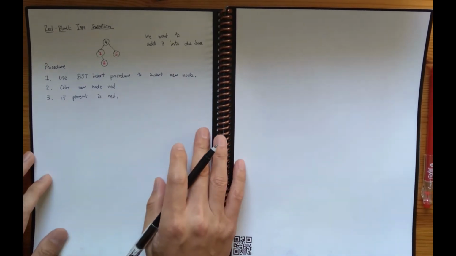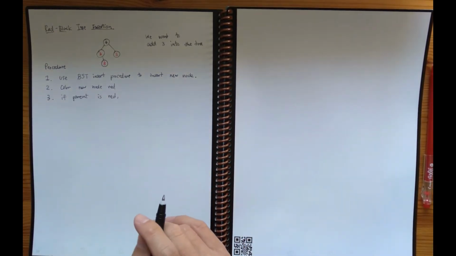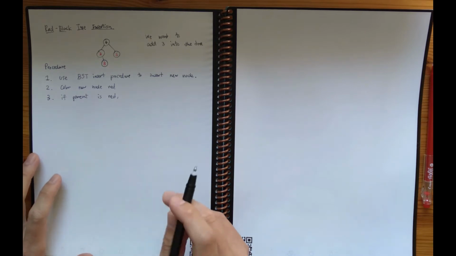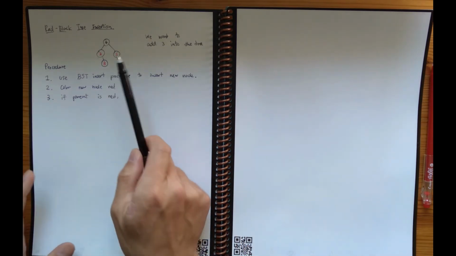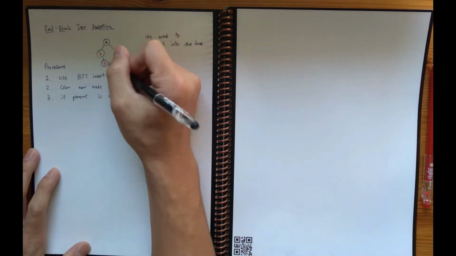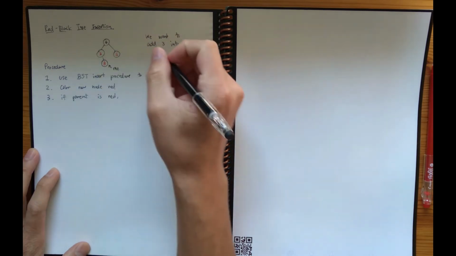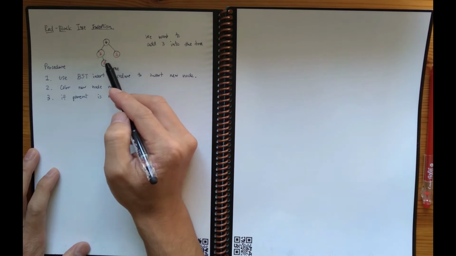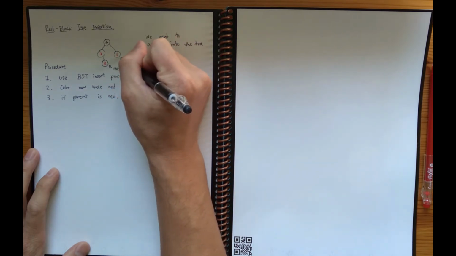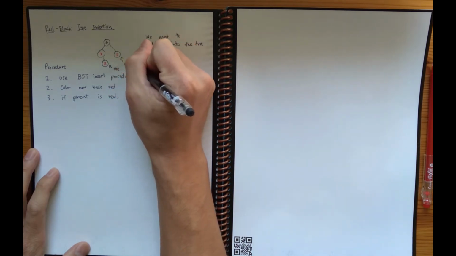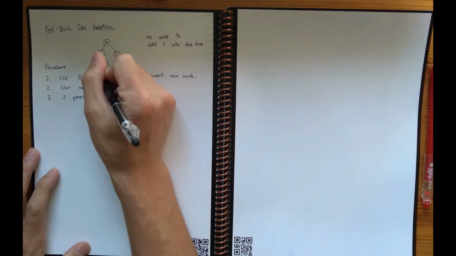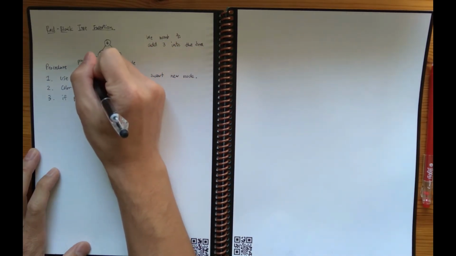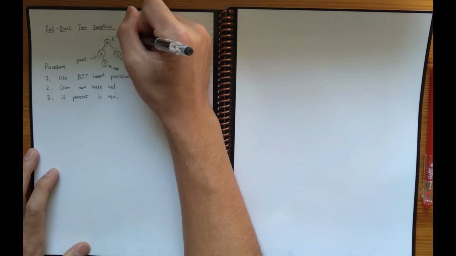How are we going to fix it? It depends. And it depends a lot on what our uncle looks like. So who's our uncle? Well, if number 3, that is me, then the uncle of the new node, me, is going to be this guy. That's our uncle. We'll call this guy our parent, and we'll call this guy our grandparent.